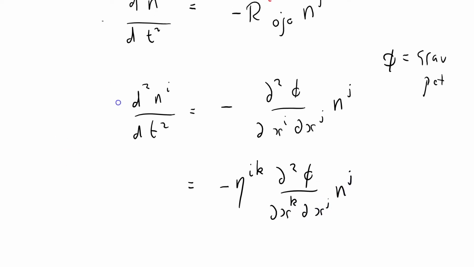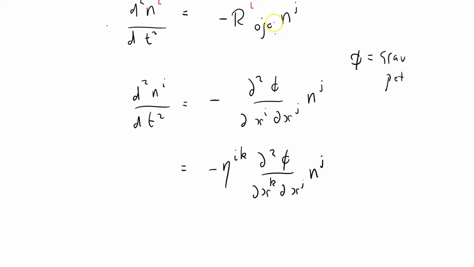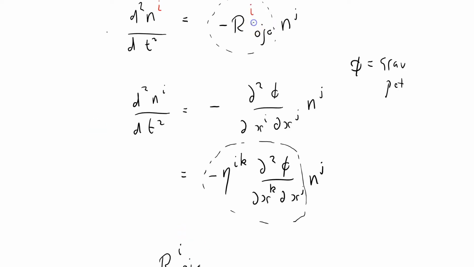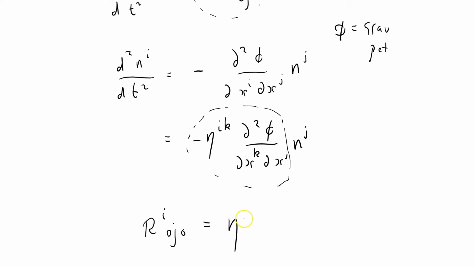So directly comparing these two things, I can compare this thing here and this thing here, and observe that in the Newtonian limit R^i_0j0, which is this thing here, equals this thing here. I'll write that out a bit more neatly: η^ik ∂²φ by ∂x^k ∂x^j.